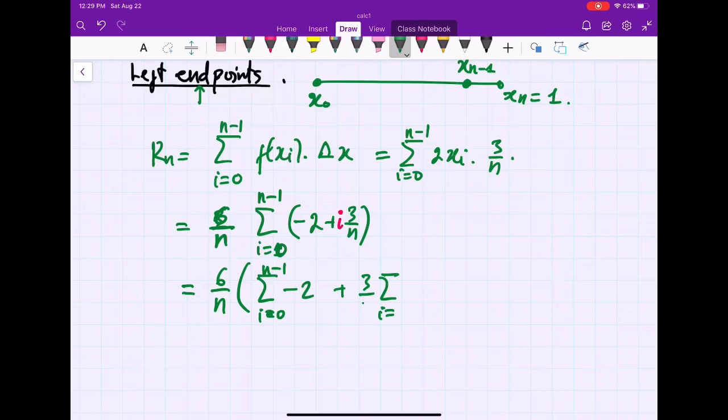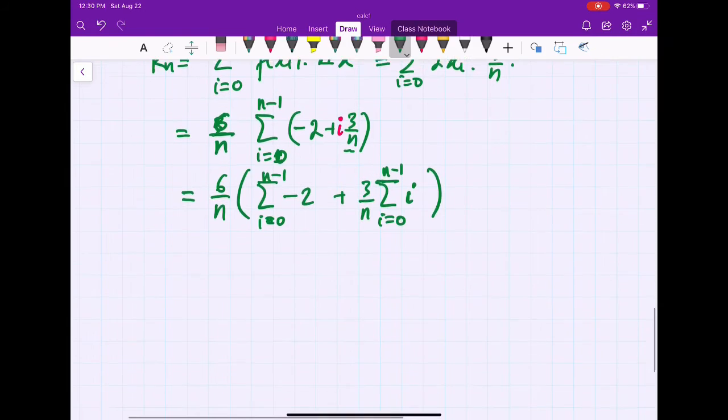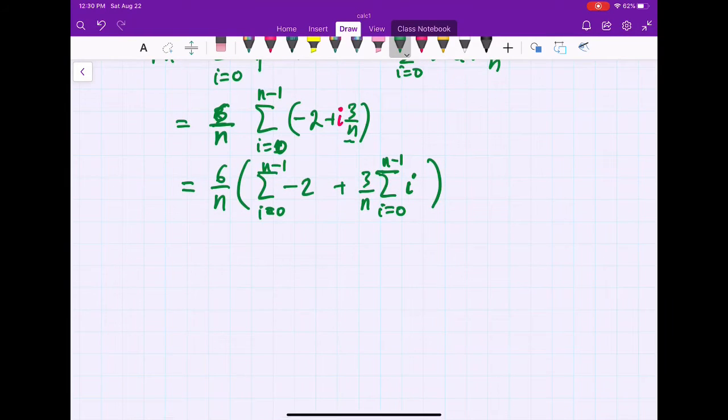And this is 3 over n. I can take 3 over n out, right? And I run from 0 to n minus 1. So you have a sum of n minus 1 integers. All right, so from here you can see, yeah, actually that is 6 over n. And this is just equal to times negative 2, right? Times n. Does that make sense?